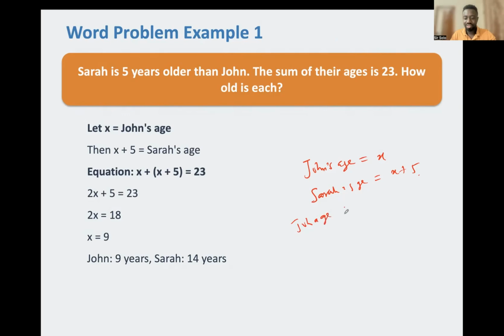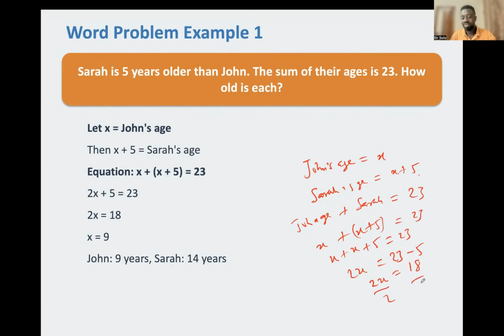John's age plus Sarah's age gives 23. John's age is x, plus Sarah's age, which is x plus 5, is equal to 23. So we solve for x: x plus x plus 5 is equal to 23. 2x is equal to 23, we cross over minus 5, which is equal to 18. If we divide both sides by 2, x is equal to 18 divided by 2, which is 9. And x is John's age.